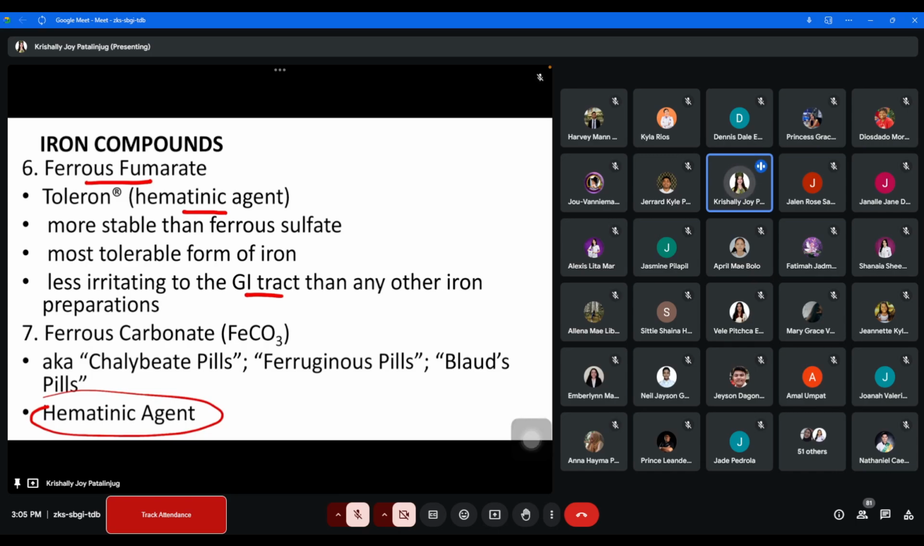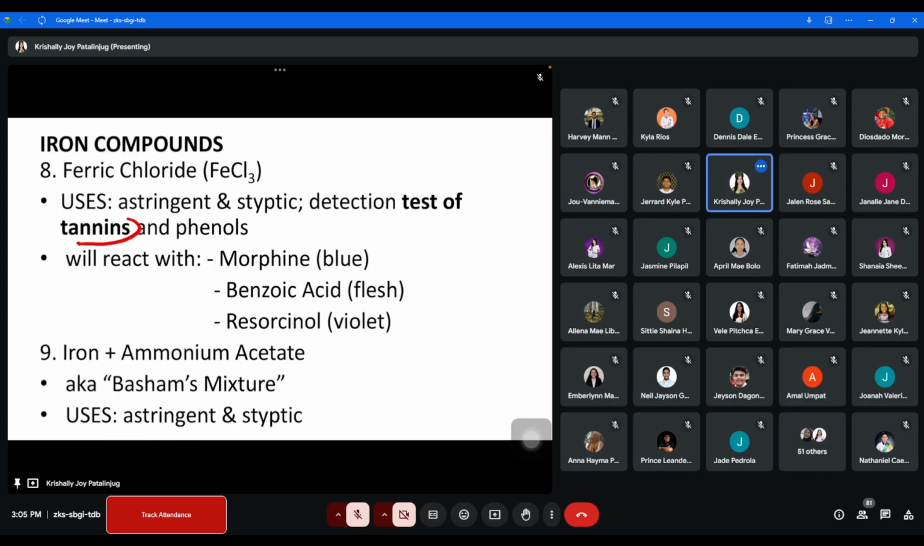Ito naman, ferric chloride, detection test for tannins. And it may also react with the following, and these are the positive indicator. Positive indicator if it reacts with morphine, with benzoic acid, with resorcinol. Basham's mixture, it's a mixture of iron with ammonium acetate. So it is able to stop bleeding, astringent yung property niya.